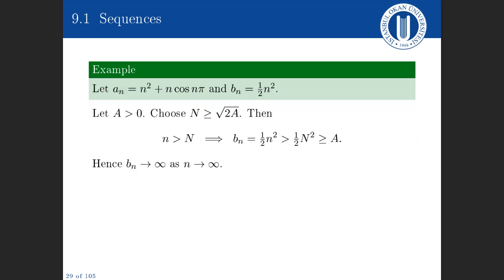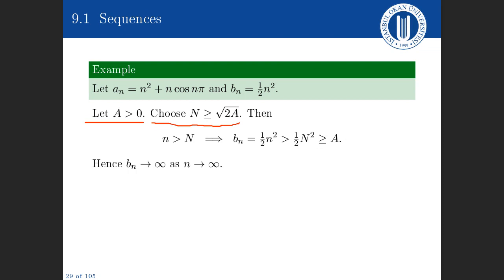For example, let's suppose an is n squared plus n cos n pi, and bn is a half n squared. What's the first sentence of our calculation? The first sentence is always going to be let A be greater than 0. What's the second sentence going to be about? The second sentence is going to be about capital N. I've already done my calculation on scrap paper here, so I already know that I want capital N to be bigger than the square root of 2A.